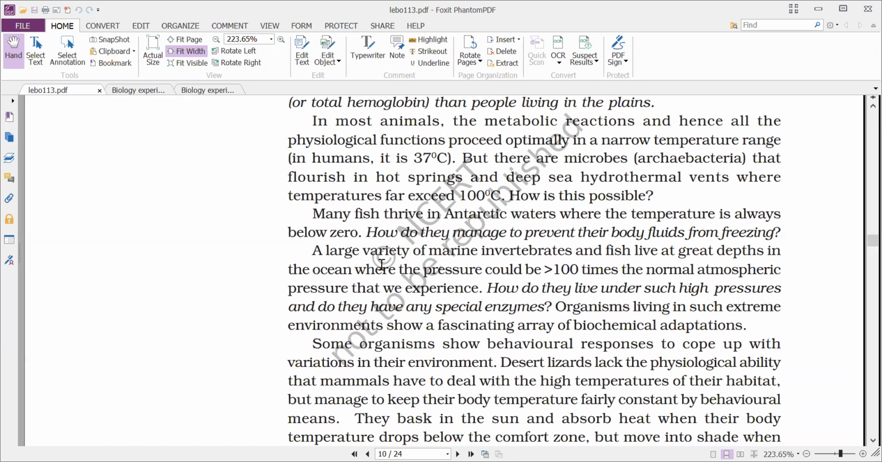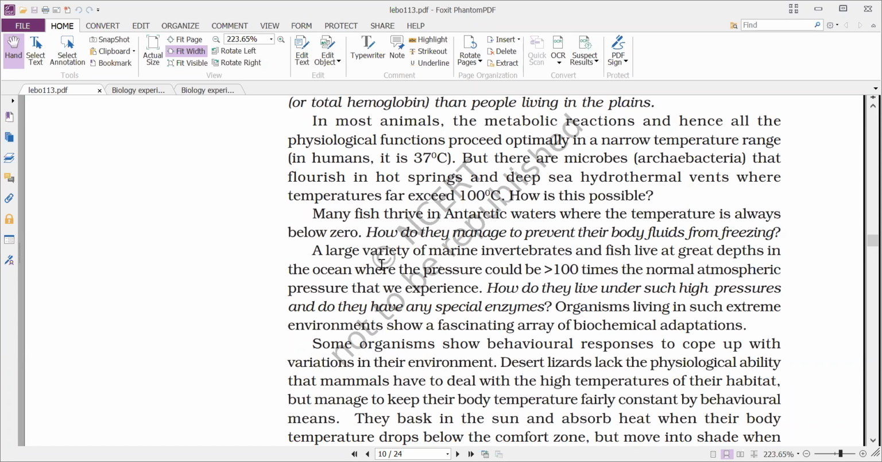Okay. And next, when you observe, a large variety of marine invertebrates and fish live at a great depth in the ocean where the pressure could be more than 100 times the normal atmospheric pressure that we experience. How do they live under such high pressures? And do they have any special enzymes?